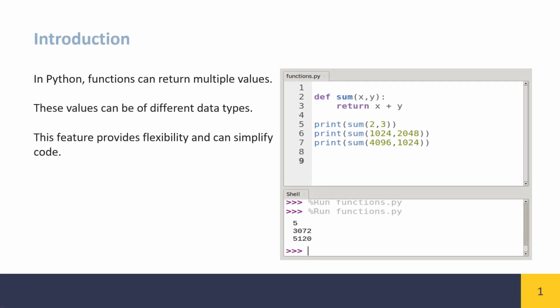Introduction. In Python, functions can return multiple values. These values can be of different data types. This feature provides flexibility and can simplify code. Here is an example program.